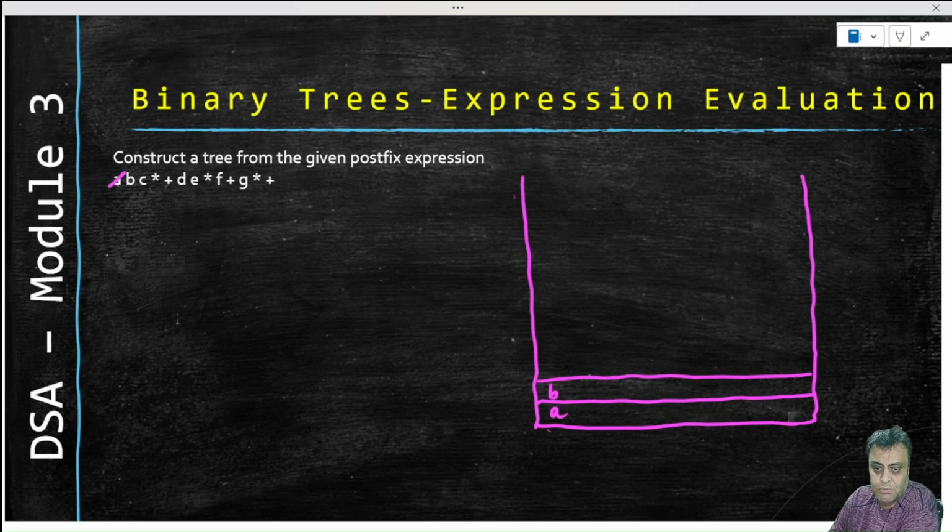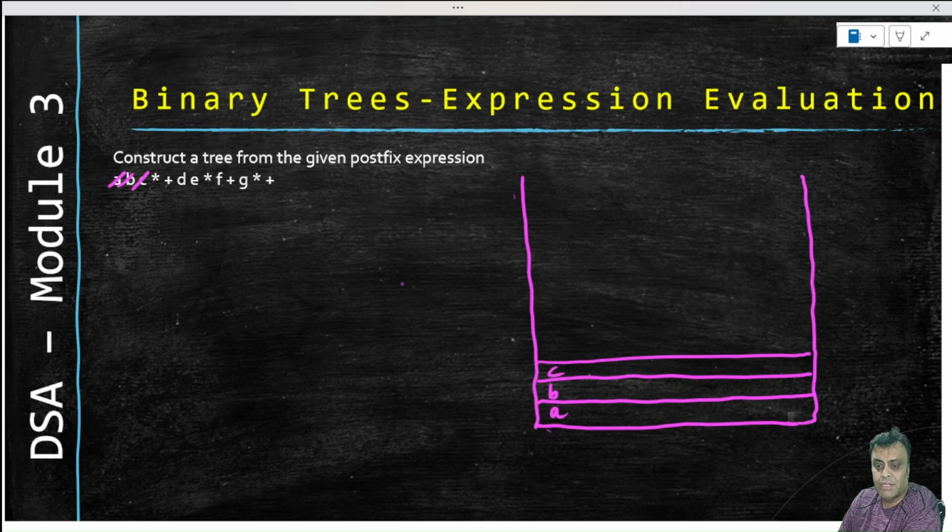Next I will push C. All the operands will be pushed to the stack, right? So all the operands will be pushed to the stack, and I'm not sure if I said Q a few minutes back. We are going to evaluate it using a stack. My apologies for that. So C is also done, and now we are going into a star.